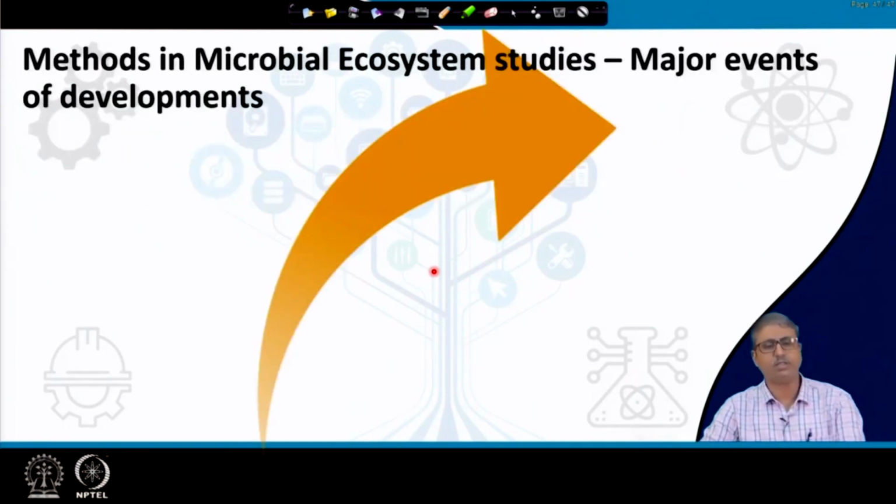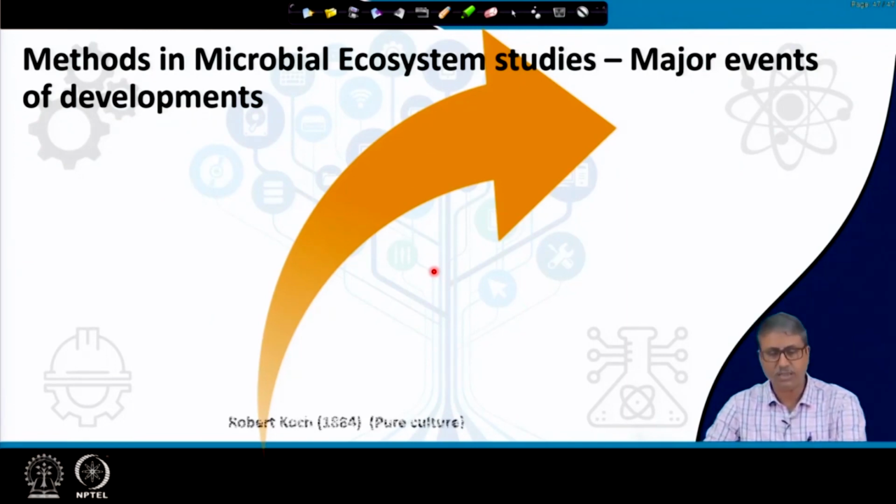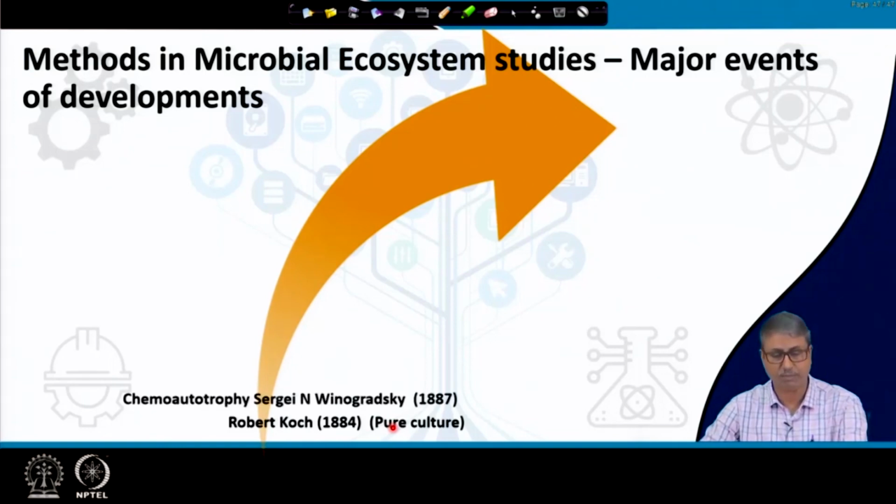So if we look at the methods in microbial ecosystem studies and the major events of development, we begin with the very well known Koch's postulates by Robert Koch in 1884, who put forward the concept of pure culture. An organism which is unadulterated, not mixed with any other organisms. This is a pure bacterial, archaeal or fungal culture. Only one particular strain or species is present there. So that was a long time ago, 1884, when the importance of pure culture was established.